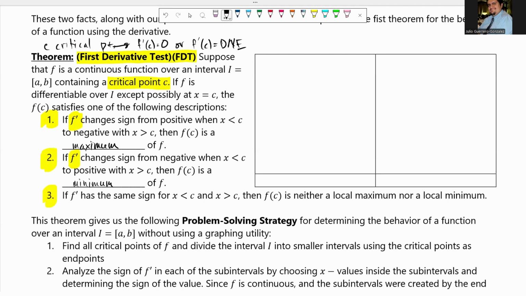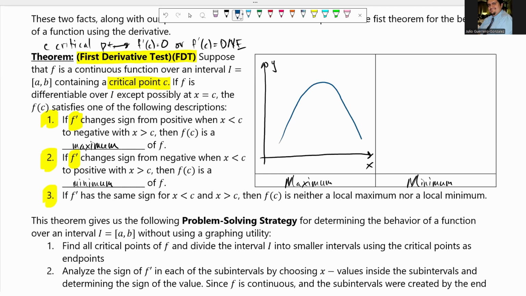So let me do the maximum first. And then over here, I'm going to do a minimum. Suppose, again, here's your axes, a y and the x, and you have a function that does that. So hopefully you see that right about there. I'm going to drop a, bam, c. There's my critical value.